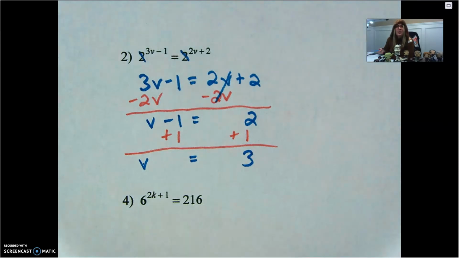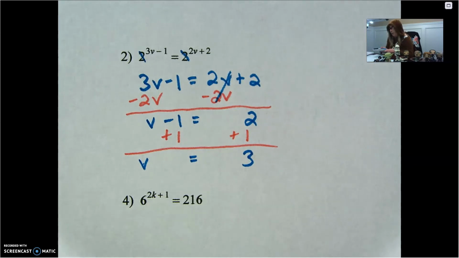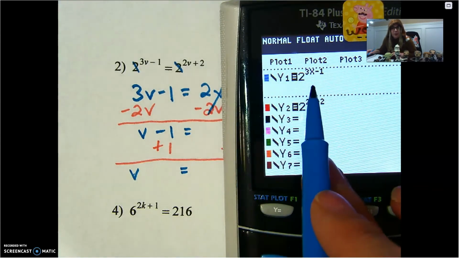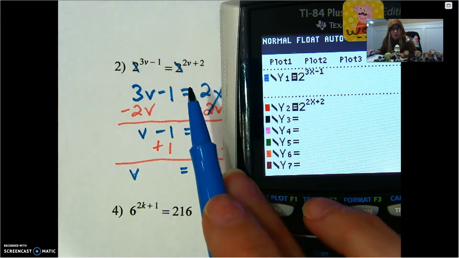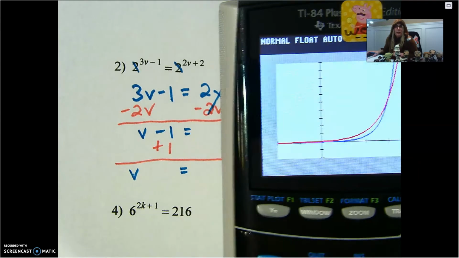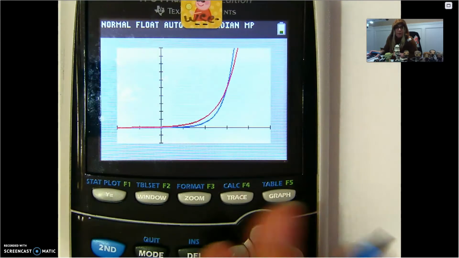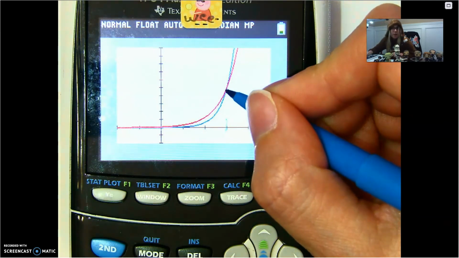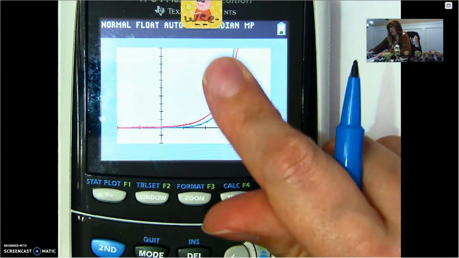So what this is saying is that these 2 graphs intersect at 3. I actually have this one ready to go in my graphing calculator for you. I went to y equals and I typed in for the blue function 2 to the 3v minus 1. And then over here I did 2 to the 2v plus 2. So that's going to graph the red and the blue function. There they are. Turns out they're intersecting at, we said, v equals 3. If I look here, 1, 2, 3, and I go up, sure enough, they intersect at 3 on the x-axis. So that's what we're doing in these problems.